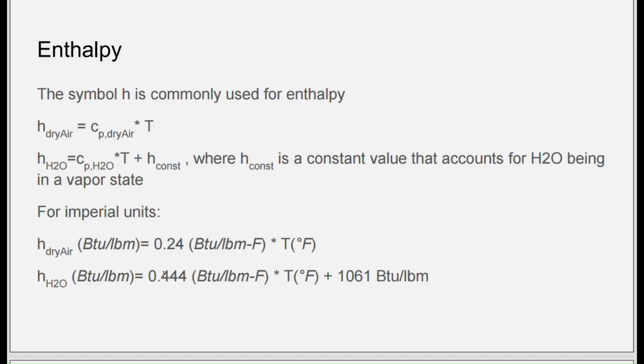For water vapor, specific heat's about 0.444 BTUs per pound F. Do that times the temperature it's at, plus 1061 when it's in vapor state. If it was in liquid state, then this would be different.